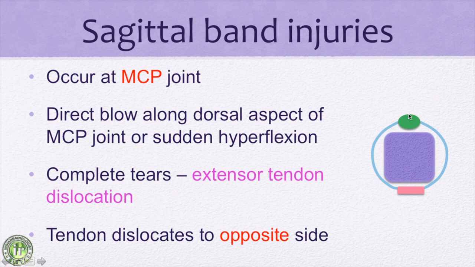So if you see, this is your extensor tendon. These are the two sagittal bands which on the volar aspect go and attach to the volar plate. So whenever there is a tear of the sagittal band, the other sagittal band has an unopposed effect and it pulls the tendon towards itself. So the tendon dislocation happens on the opposite side. Just like what you see in a stroke patient where the mouth deviates to the opposite side.